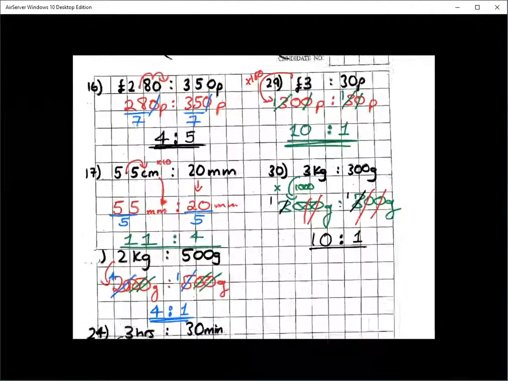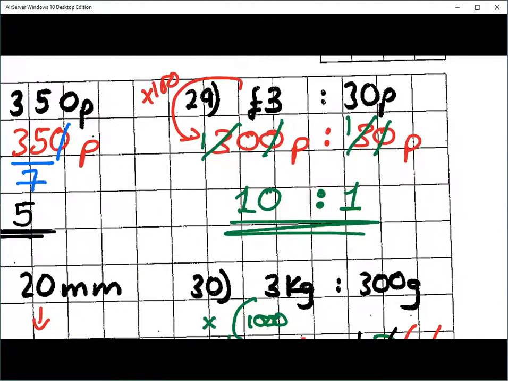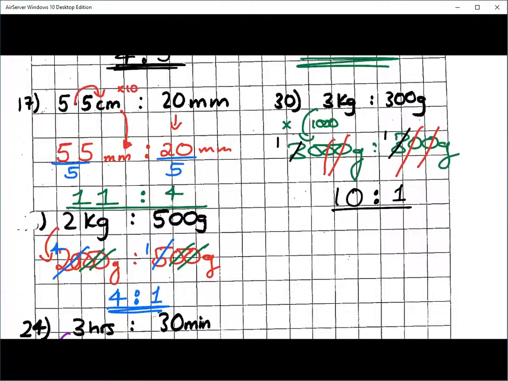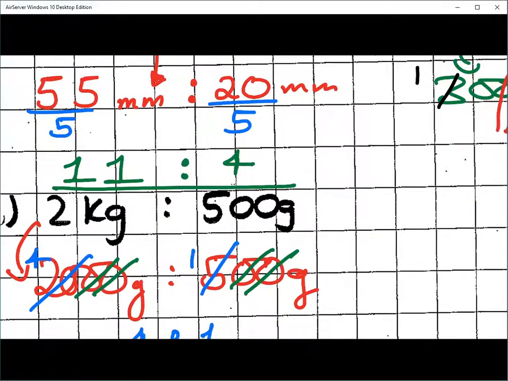So these are the answers that you should have got if you've done the questions. £2.80, we changed it into 280 pence. Then we divided both sides by 10, knocked the zeros off. Then we divided it by 7, so we get 4:5. Next one, we have £3. We turn that into pence by multiplying by 100, that gives you 300 pence to 30 pence. We divided by 10 first, knock the zeros off. Then we divided by 3, so we end up with 10:1. 5.5 centimeters, we change into millimeters. And then we divided them by 5, that gives you 11:4.